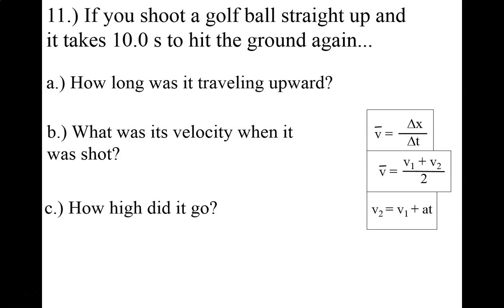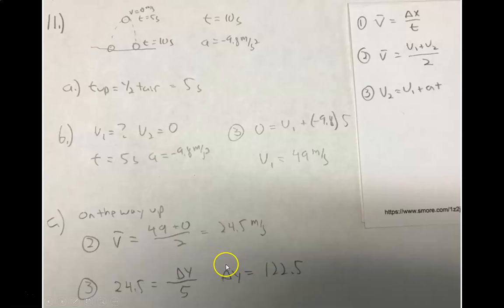So, golf ball, 10 seconds. Ten seconds to come back down means the time was equal to 10 seconds to reach here. That means it took 5 seconds to reach the highest point, where we know the velocity was 0, and time was 0 over here when it started. So how much time did it take to reach the highest point? Well, that was just half of that, so 5 seconds.